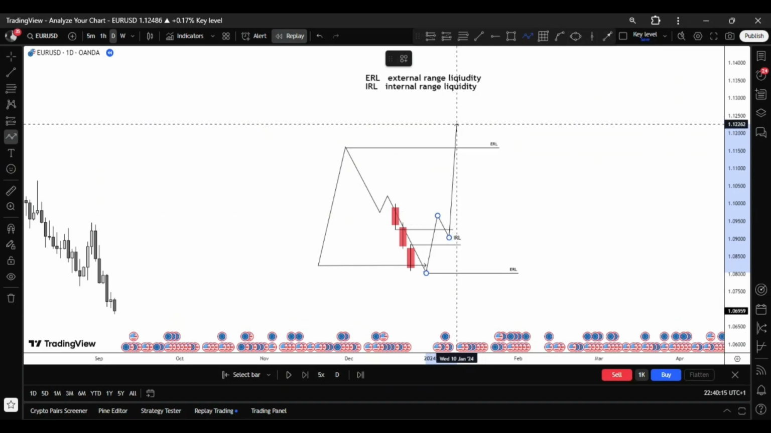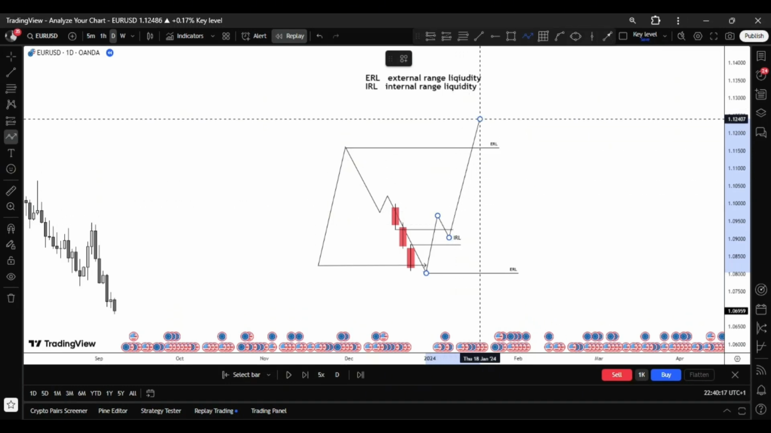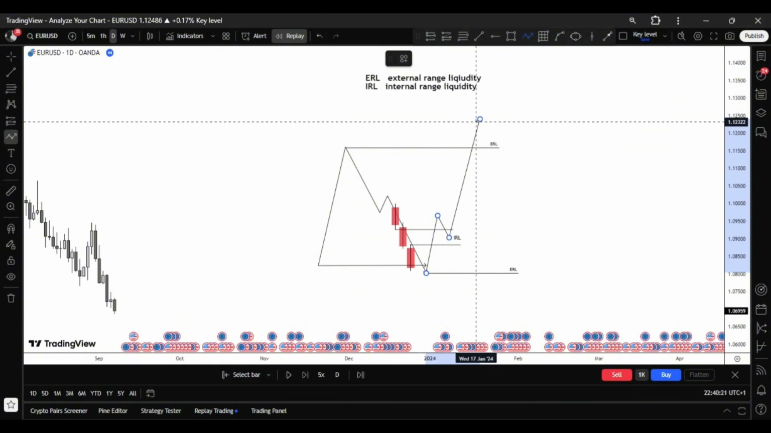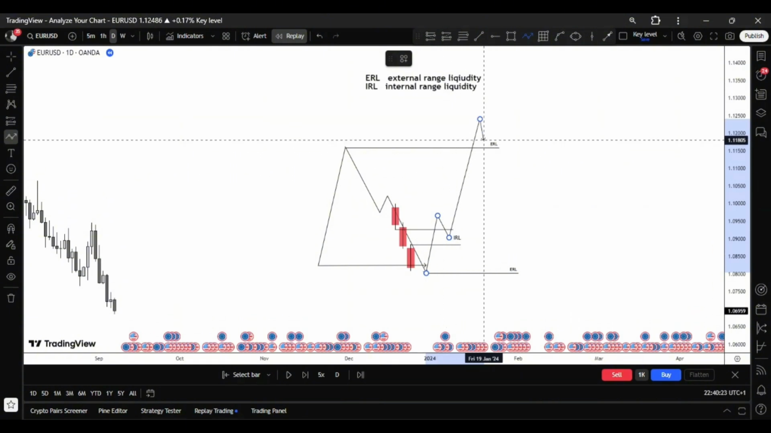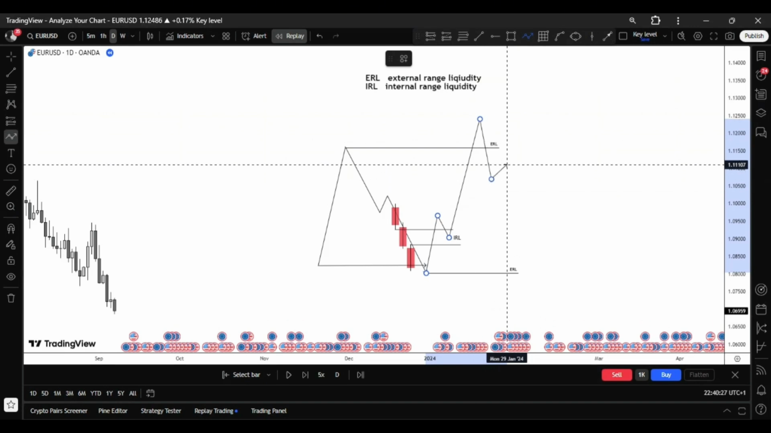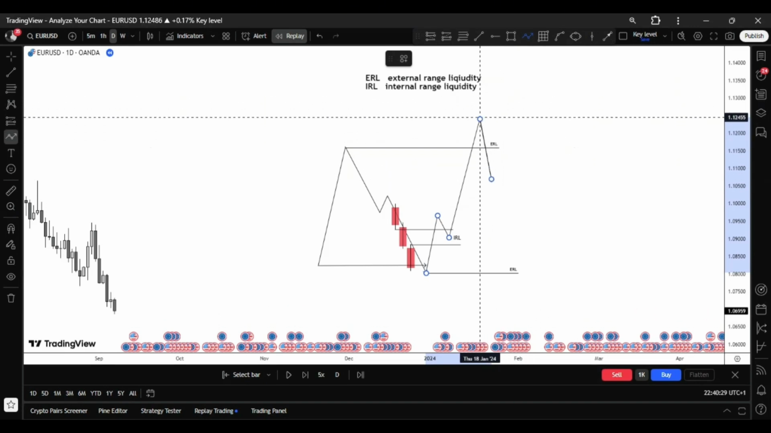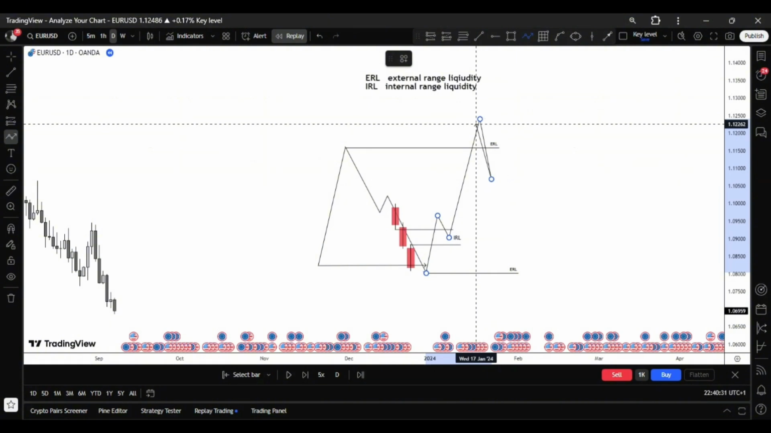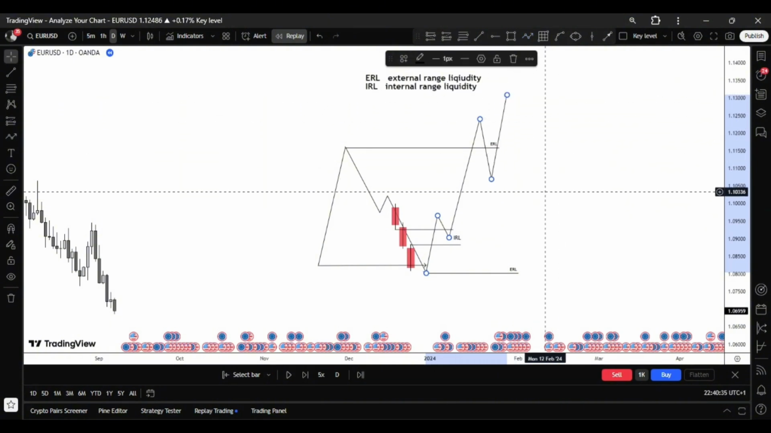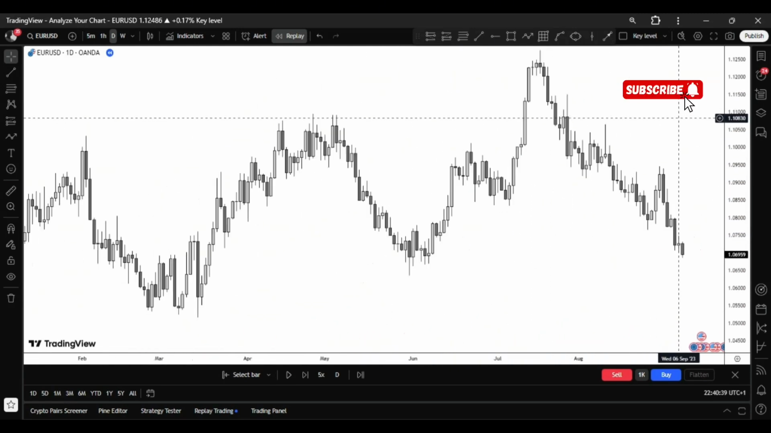In a case where this happens, this is a change of structure. What are we now looking for? We are waiting for price to come back into our IRL. Then we look for our entry again to continue to this new high, which is our new ERL. So it's as simple as that, guys. I'm going to be diving over to the charts now and show you how it is on the charts.